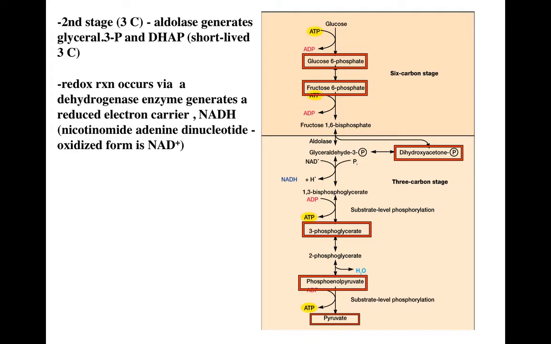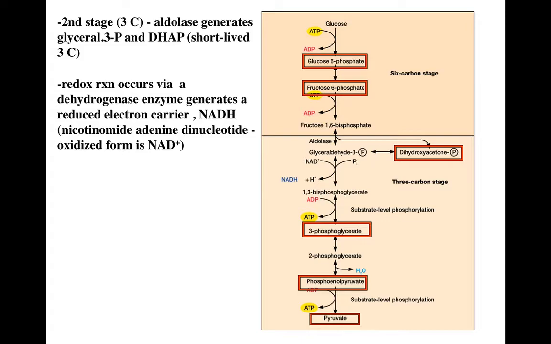So this second stage, which begins here, is where that 6-carbon molecule, in this case fructose 1,6-bisphosphate, is split into glyceraldehyde 3-phosphate and dihydroxyacetone. Short-lived. In essence, you could just view that as 2 glyceraldehydes. Now, this is what I want you to recognize. I want you to be able to recognize that there is one oxidation step in this pathway.